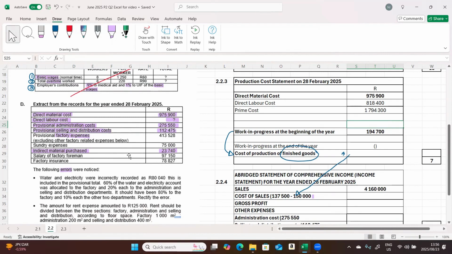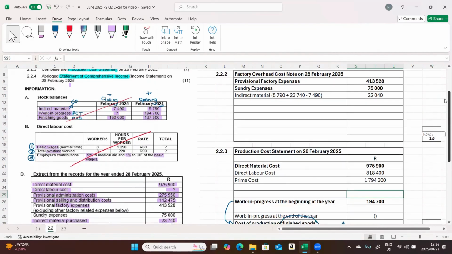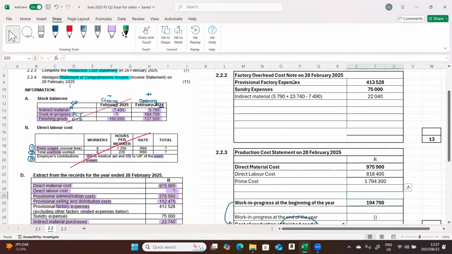All right, so you would see it's factory, guys. Factory expenses is definitely a synonym for factory overheads. That's what overhead means, by the way. So factory expenses is your factory overheads, and it is part of your factory overhead cost. So, provisional factory expenses, can you see provisional factory expenses? 413,528. It is already in here.